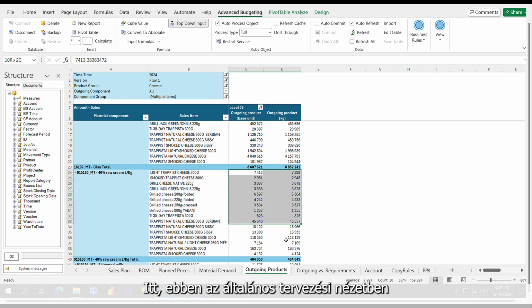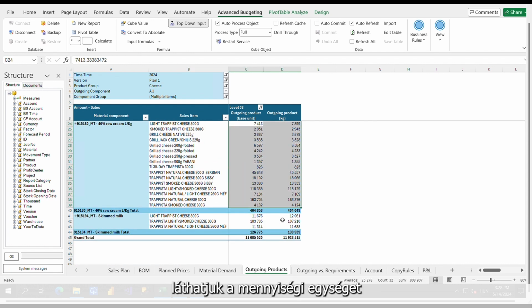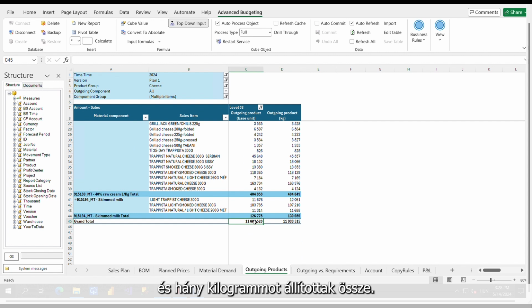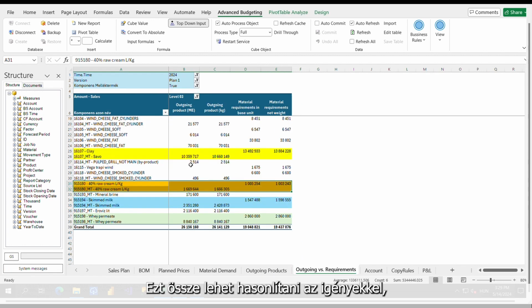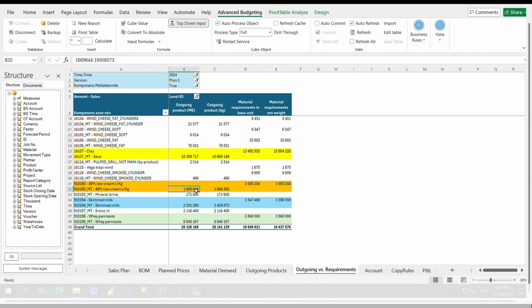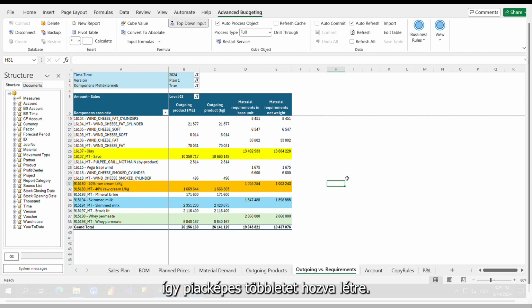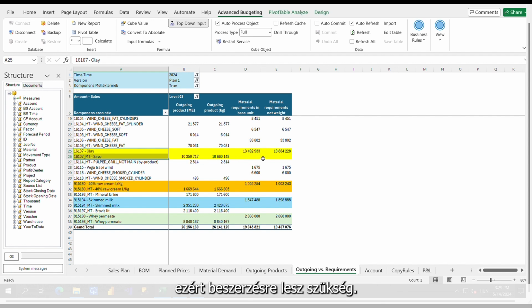Here, in this overall view at the planning level, you can see the quantity unit and how many kilograms are compiled. This can be compared with the requirements where we can, for example, show that for this product, the outgoing amount is this much, whereas the requirement is only this much, thus creating a marketable surplus. In the case of whey, the situation is the opposite. Less is produced than what is required, so a purchase will be necessary.